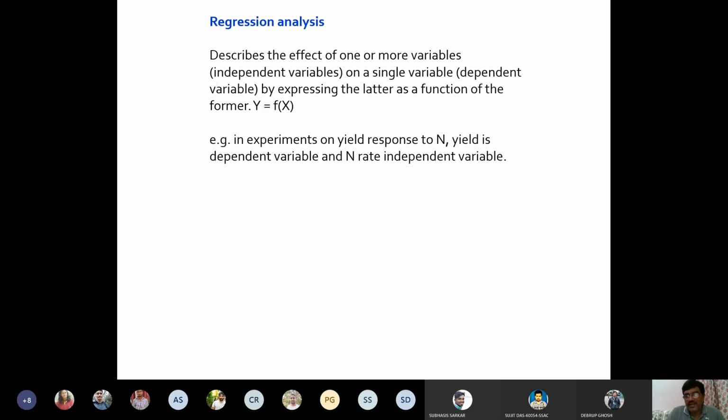Now, next is your regression analysis. Regression analysis describes the effect of one or more variables, that is independent variables, on a single variable, the dependent variable, by expressing the latter as a function of the former, means y is equal to f(x). To know it, we go for regression analysis. For example, in an experiment on yield response to nitrogen, yield is a dependent variable and nitrogen rate is an independent variable. That means the mathematical, quantitative relationship between two variables is your regression analysis.